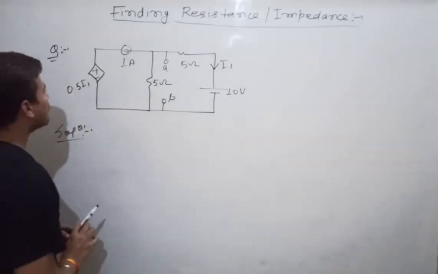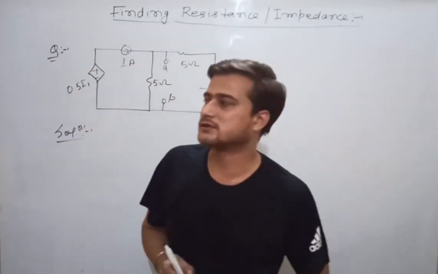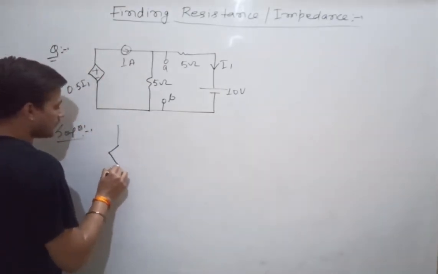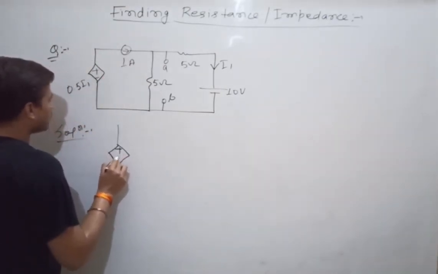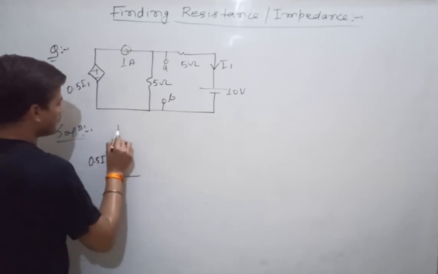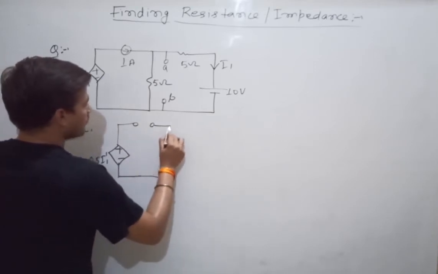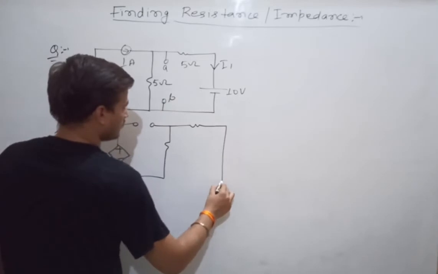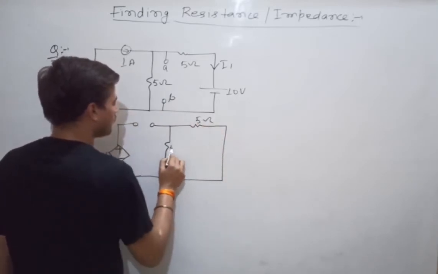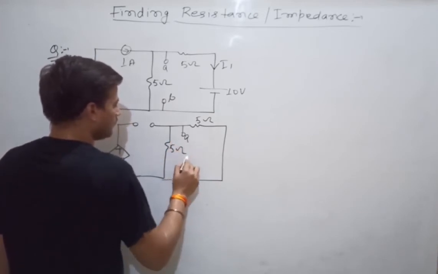See, the first step is we have to deactivate all the independent sources. There is one independent source. If you deactivate this independent source, this current will become equal to 0.5 I1 dash. Next, this is 5 ohm. This voltage source will be deactivated. This is 5 ohm, 5 ohm. Next is your AB. Clear?